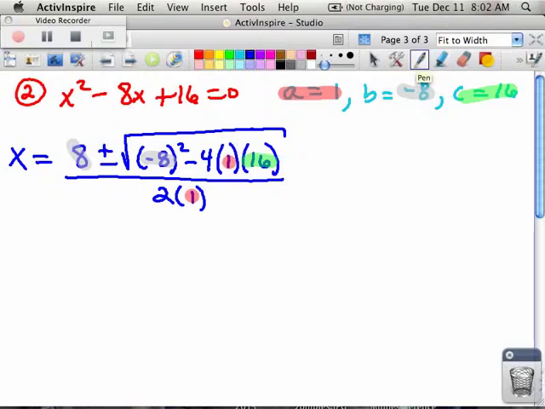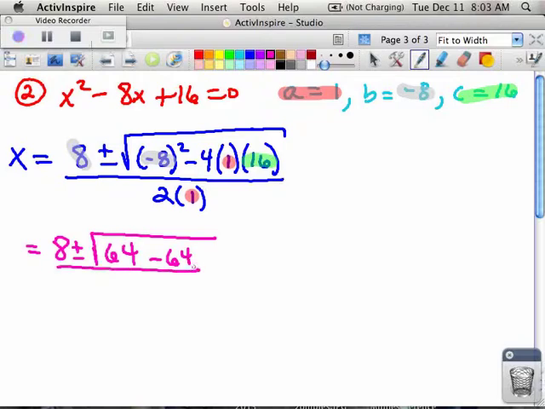So now as I simplify, I will have 8 plus or minus the square root of, and negative 8 squared is 64. And then negative 4 times 1 is negative 4 times 16 is negative 64. And then on the bottom, 2 times 1 is just 2.